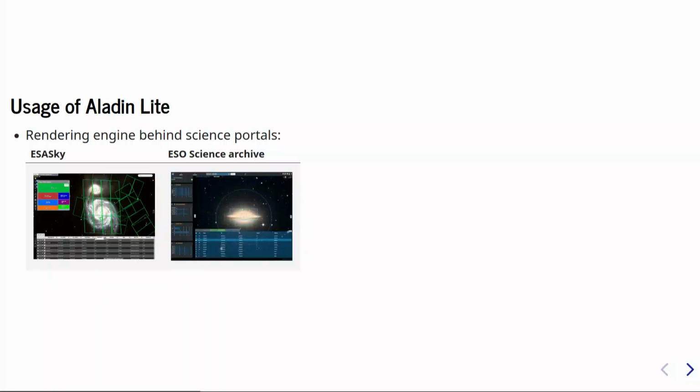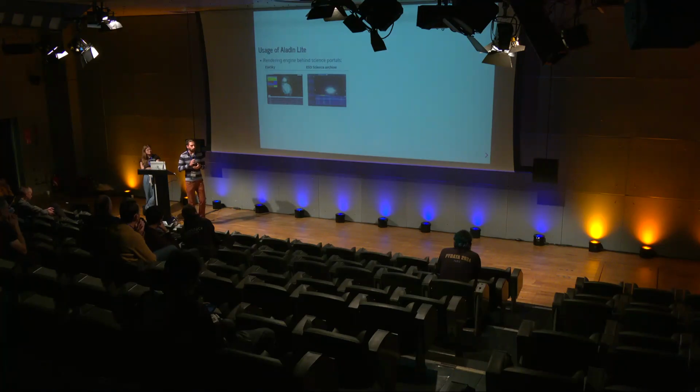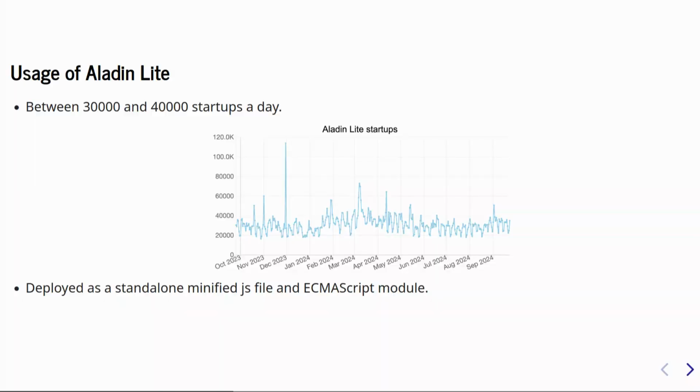So Aladdin Lite has been used as a rendering engine in several web portals, including ESA Sky and the ESO Science Archive. It's also being used recently by people working on the James Webb Space Telescope for their outreach visualization tool, so people from the STScI.